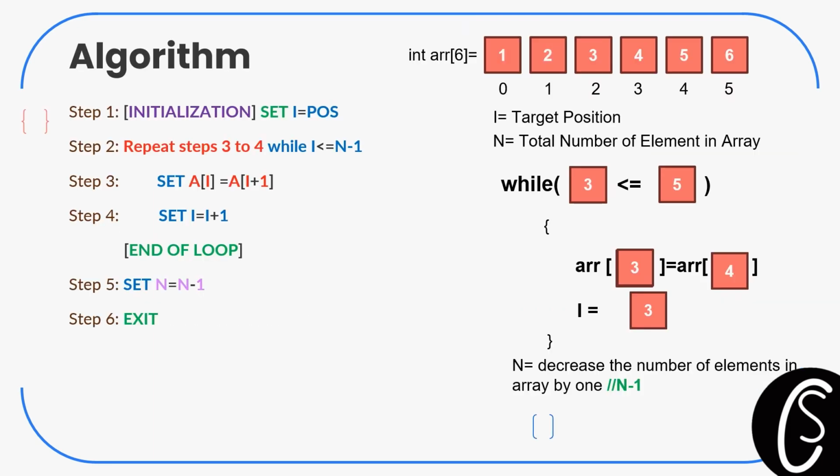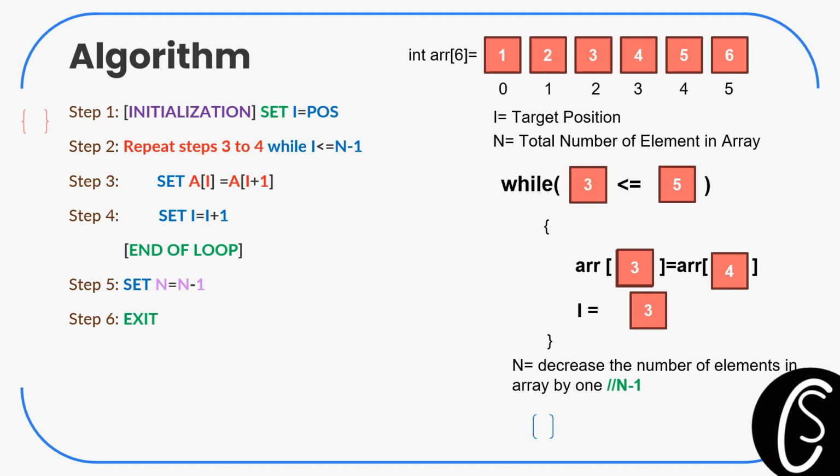Let's look at the algorithm for performing the deletion operation. Here are the steps involved in the process of deletion of an element from the middle of an array. Step 1. Set the variable I with the target index. The target index refers to the index position from which we have to delete the element. Step 2. Initialize a while loop with the condition that works until the value of I is less than the total number of elements present in the array minus 1. Step 3. Within the loop, replace the value of the element present at the ith position with the element present at the I plus 1 position. This is done to shift the element present at position I plus 1 to position I.